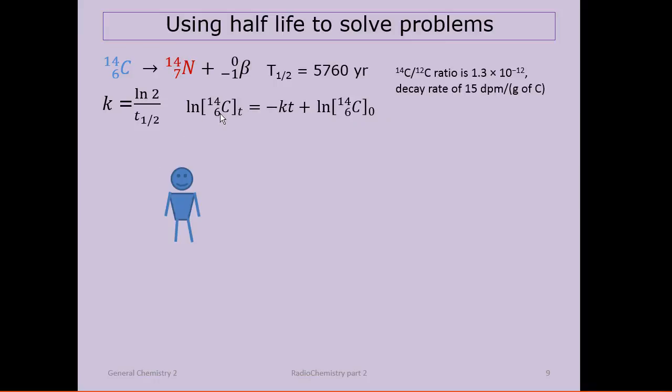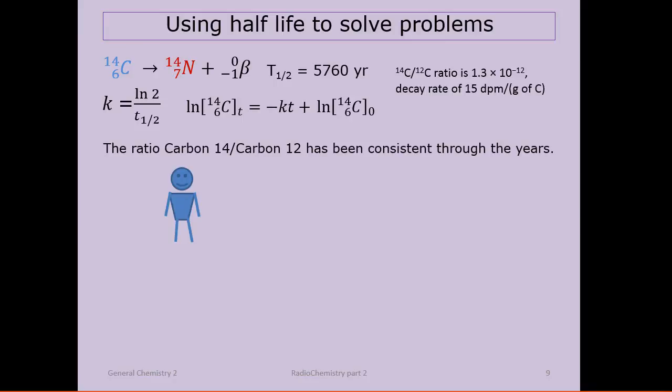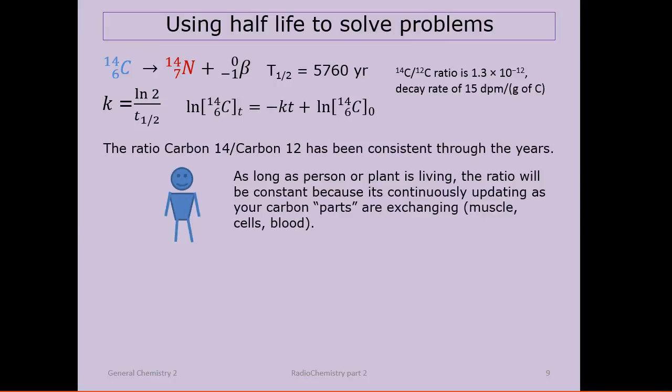So consequently, we go back to our integrated rate law, and we can make applications, but first let's just consider the situation. The ratio has been consistent through the years. As long as a person or a plant, something is alive, they're going to be taking up a certain amount of carbon in this ratio, and over their life, their cells or their muscle, their blood, whatever has carbon in it, which is the bulk of what they're made of, or if it's a plant, the bulk of the cellulose tissue is made of carbon.